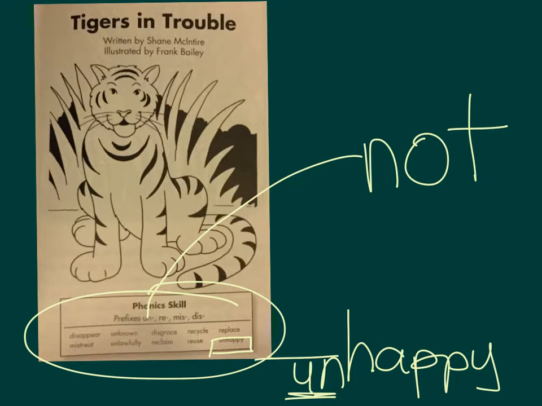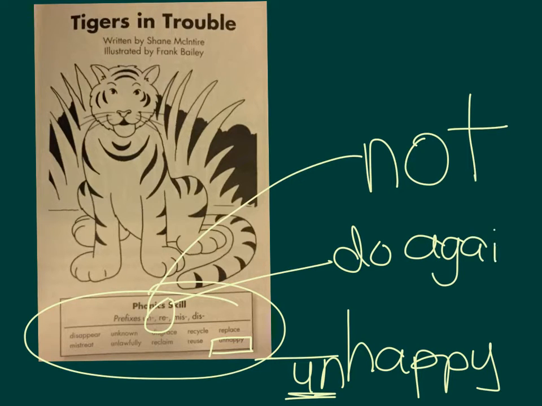All right? Re. The prefix re means to do again. So if I reuse something, my base word is use. And if I put re at the beginning, I use it again. All right? Then we had dis and mis.